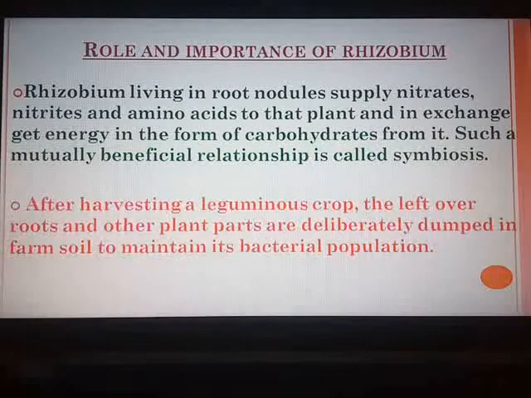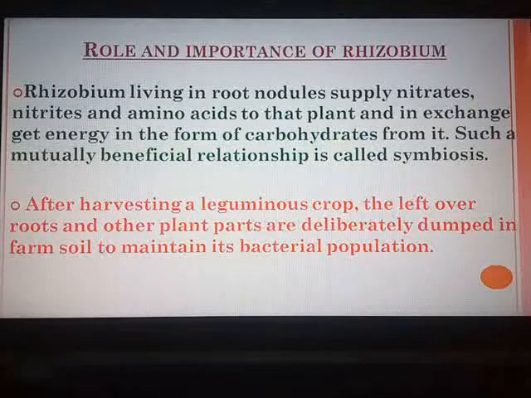Now after you harvest a leguminous crop, the leftover roots and other plant parts are deliberately dumped in the farm soil to maintain its bacterial population. The use of Rhizobium has really helped to reduce the use of chemical fertilizers, and hence the adverse effects caused by chemical fertilizers are also lowered. It has also helped farmers reduce their expenses on fertilizers, and thus works as a benefit and advantage to farmers who have their fields.